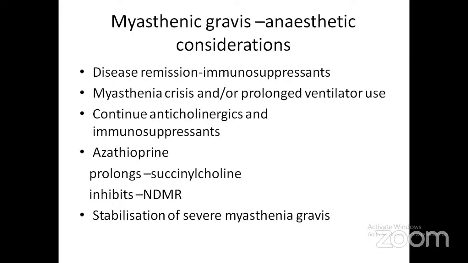Myasthenia gravis, anesthetic considerations, risk stratification. There is chronic respiratory weakness developing carbon dioxide narcosis in these patients. But these patients are mostly posted for thymectomy, after which disease remission occurs. Sometimes immunosuppressants are used to remit disease. Myasthenic crisis with prolonged ventilator use is common in severe cases. Continue anticholinergics and immunosuppressants postoperatively. Azathioprine, an immunosuppressant, prolongs succinylcholine action and inhibits non-depolarizing muscle relaxant action.